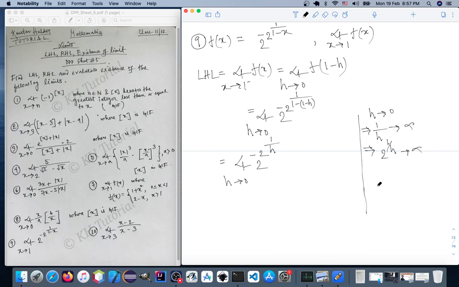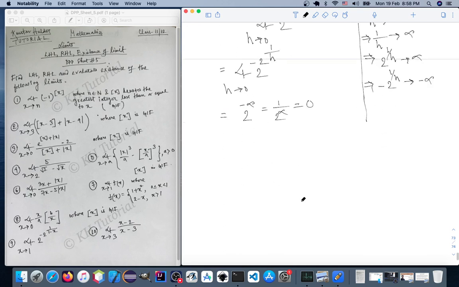and this implies minus of 2 to the power 1 by h is tending to minus infinity. So here the limit becomes 2 to the power minus infinity. This is 1 by 2 to the power infinity. This is 0. So the LHL is becoming 0. Let's see the RHL.